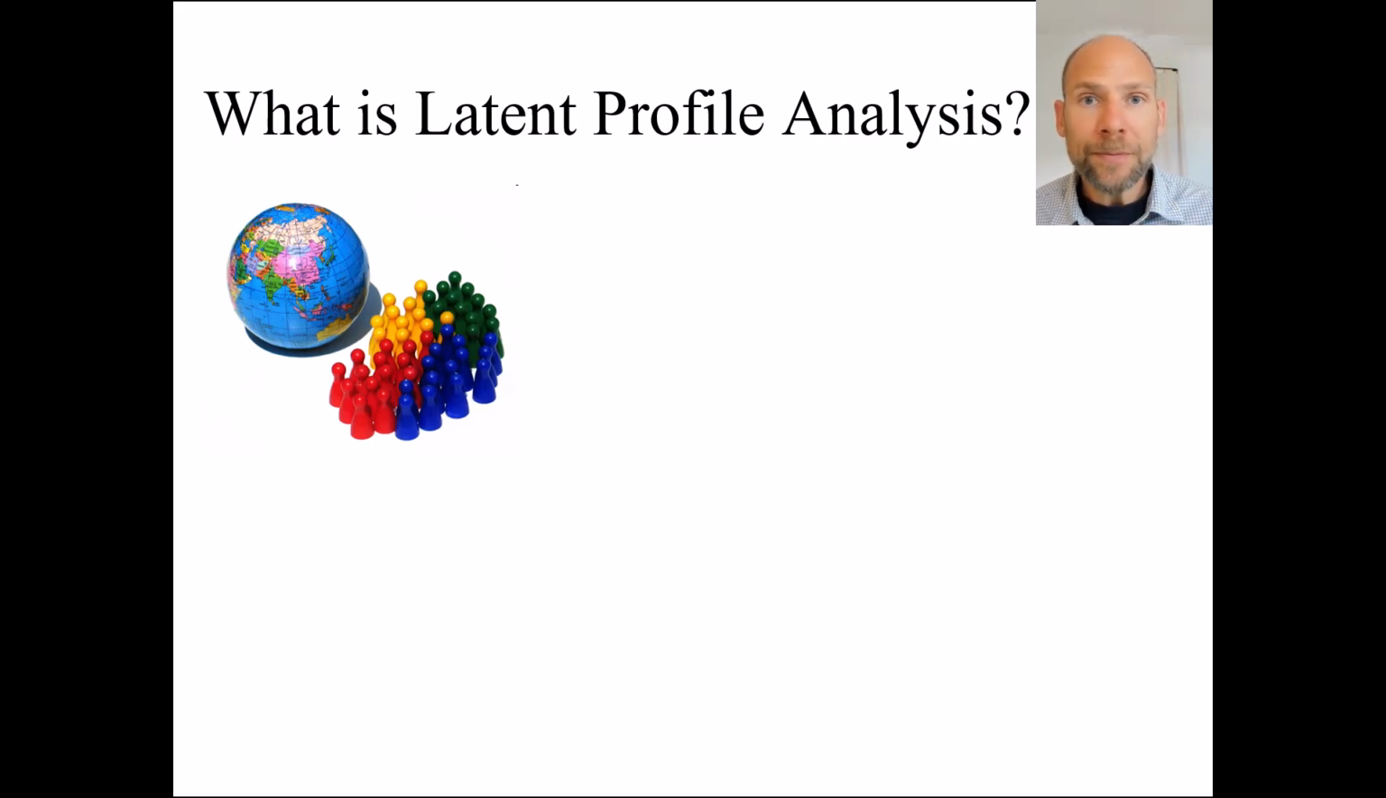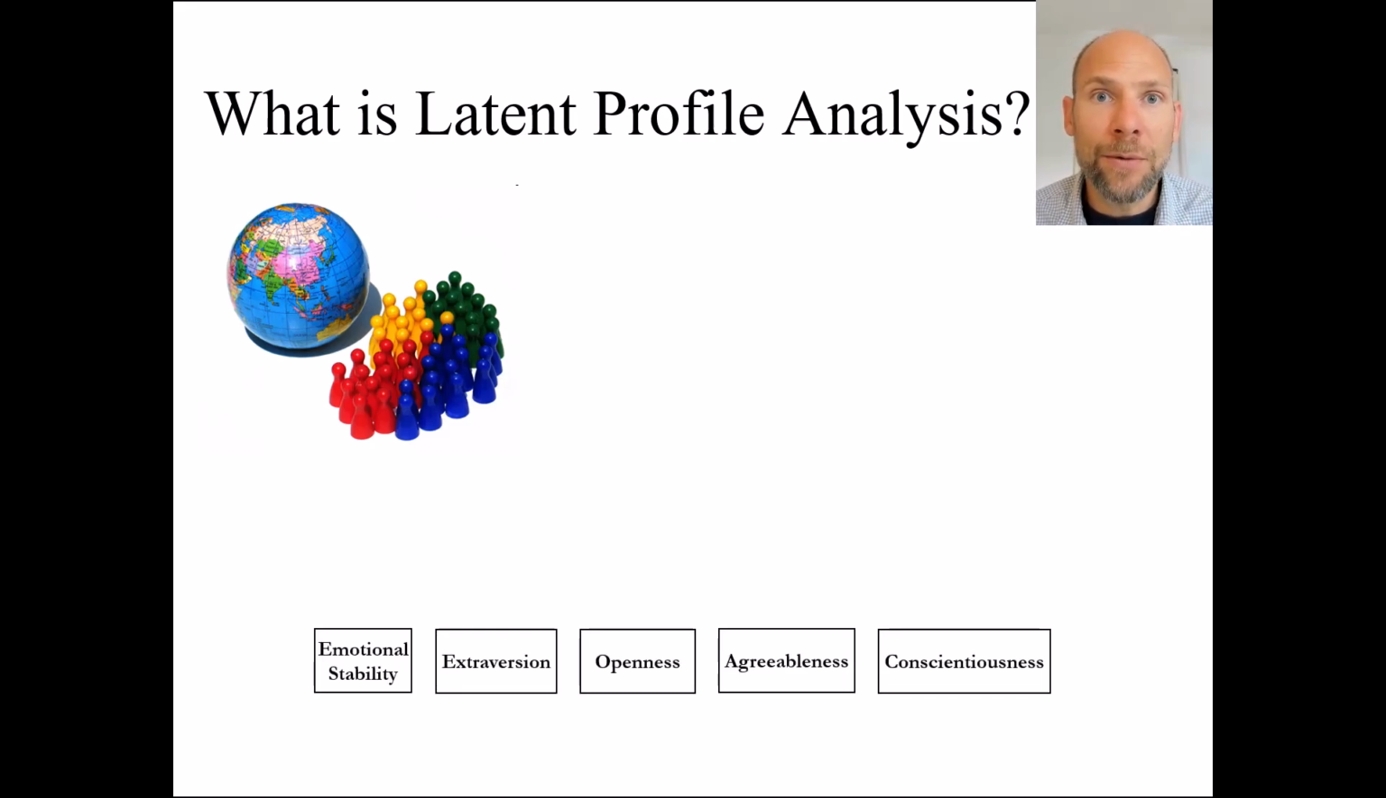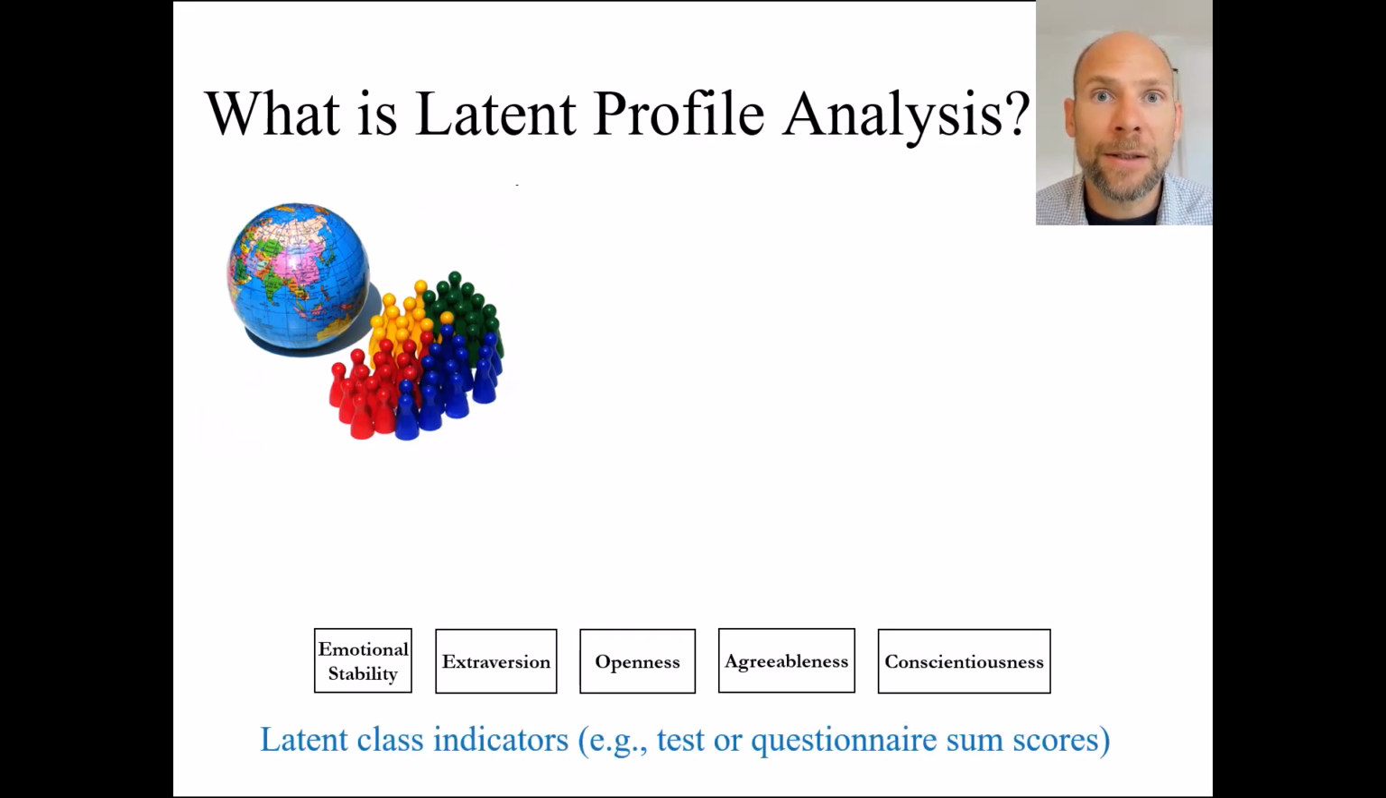And so it is a little bit similar to factor analysis in that we are using a set of indicators or observed variables. So here, for example, the scale scores from a personality test or personality questionnaire, the big five. So we would have a sum score here, for example, for emotional stability, extraversion, openness, agreeableness, and conscientiousness. And we're using these observed scores as indicators of latent classes.